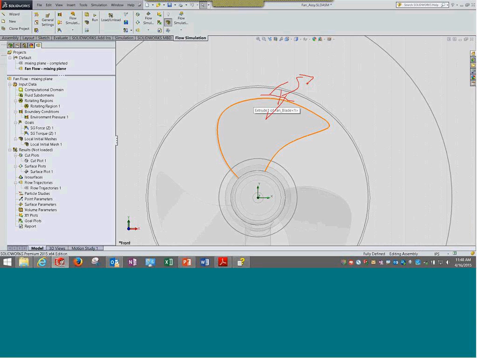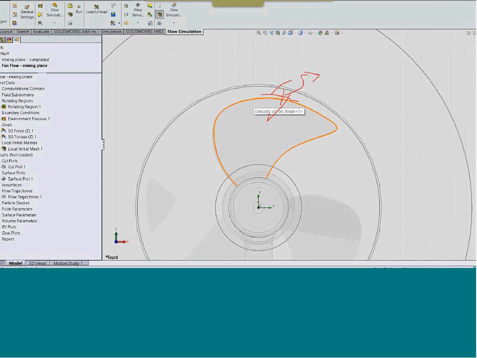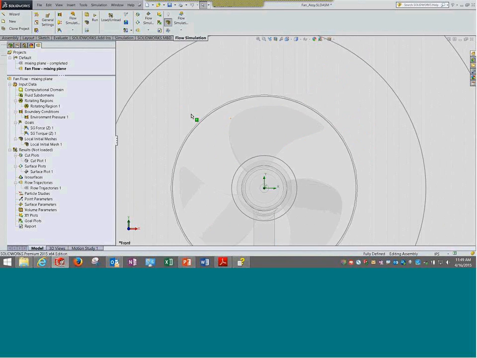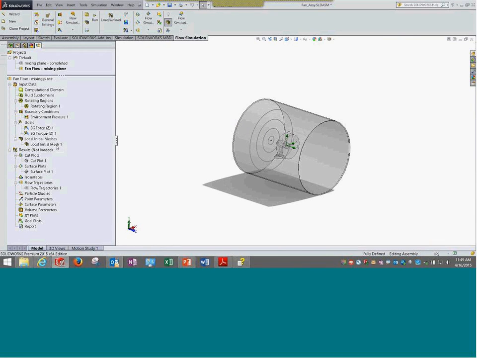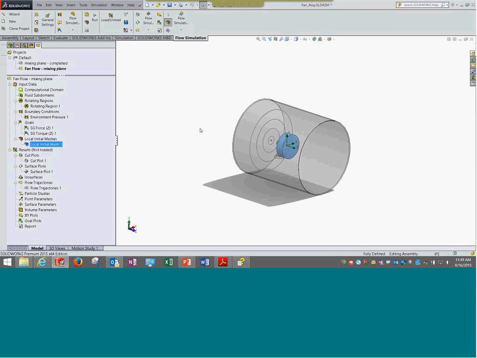An important thing that I need to highlight for a rotating region is the local initial mesh. Yes, of course, local initial mesh can be further used to refine the mesh at the local body. More than using the control plane, I would suggest using the local initial mesh option to refine the mesh locally.